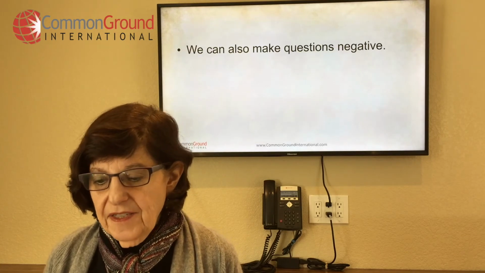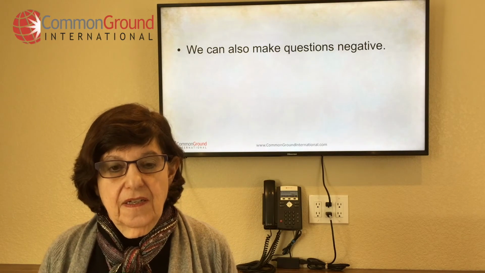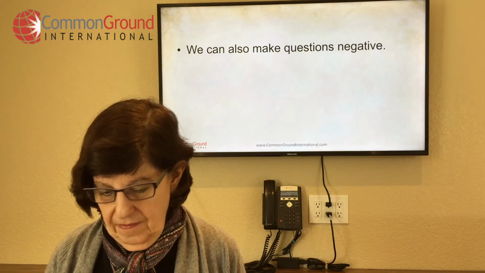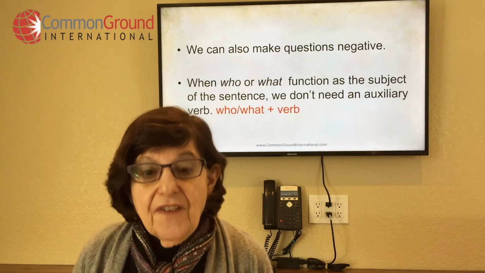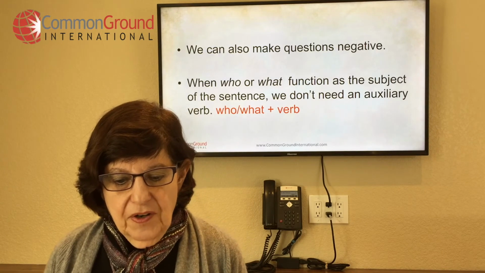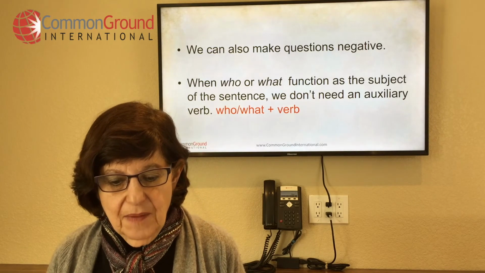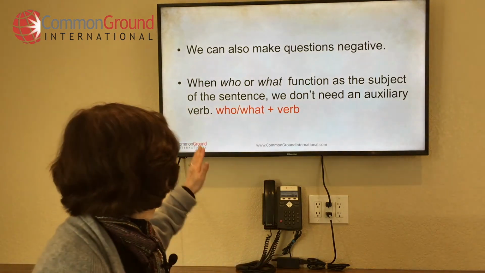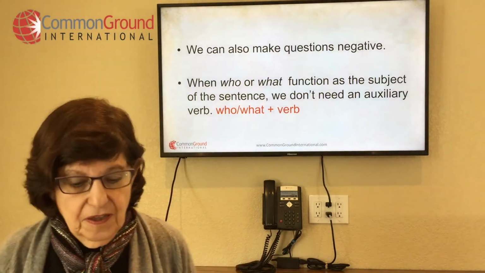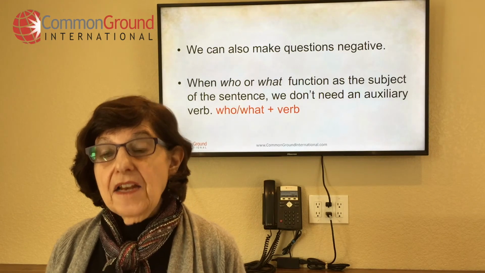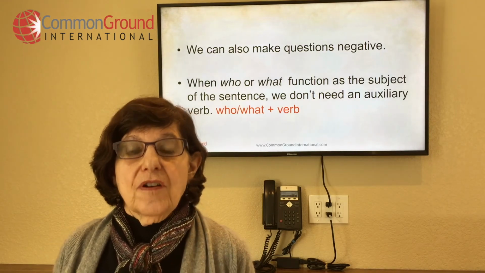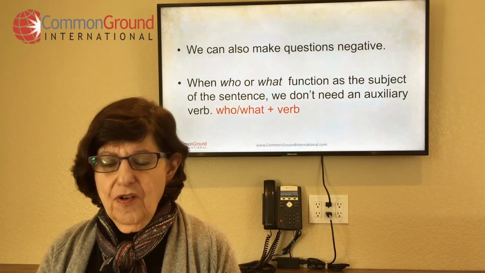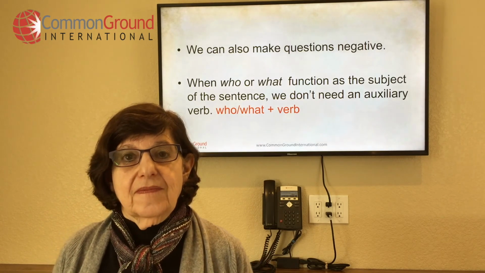We can also ask negative questions. It's the same formula. We just make the auxiliary negative. And finally, when who or what functions as the subject of the sentence, we don't need an auxiliary verb. We have who or what plus the verb. And there we have it: the word order, how we ask questions in English. As you can see, it's pretty much the same formula for everything.